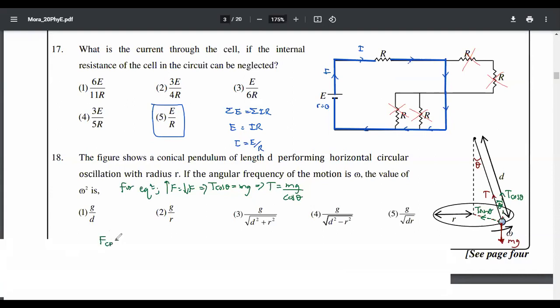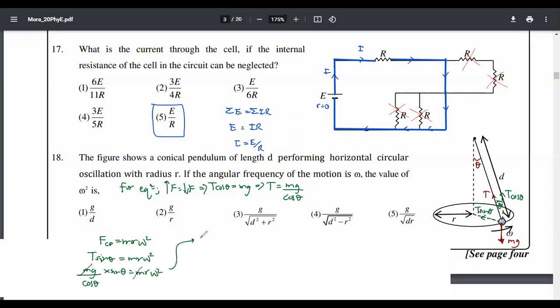Centripetal force is equal to m r omega squared. Why am I using m r omega squared? Because they are asking for omega. I didn't use m v squared over r, because the question is about omega squared. Centripetal force, what is centripetal force, people? T sine theta, correct? T sine theta is the centripetal force, equal to m r omega squared. For T, you can substitute mg over cos theta into T sine theta equal to m r omega square. M will get cancelled out.